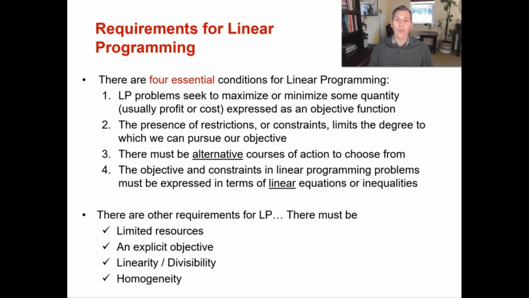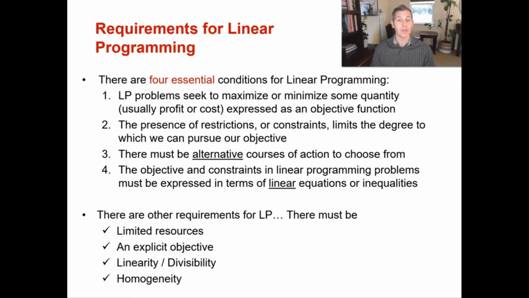So now we've got some requirements for linear programming. There are 4 key ones that we need to have. The first one is that linear programming problems seek to maximize or minimize some quantity, usually profit or cost, expressed as an objective function. We'll go over objective function, our constraints and decision variables and all that in the next couple slides. But we're trying to maximize or minimize some quantity, and that will be our objective function. The presence of restrictions or constraints limit the degree to which we can pursue that objective of maximizing profit or minimizing costs.